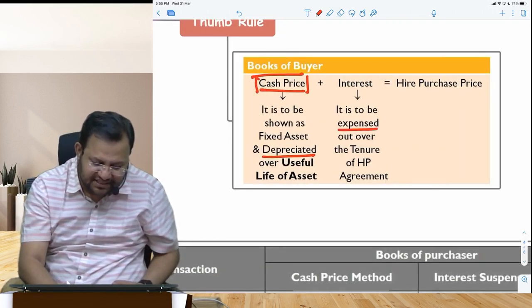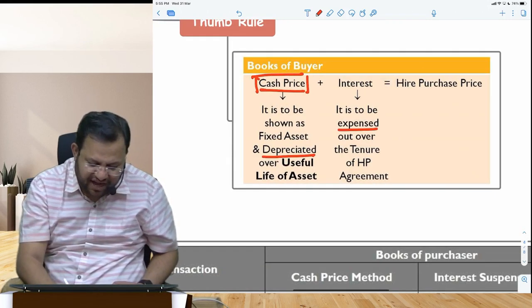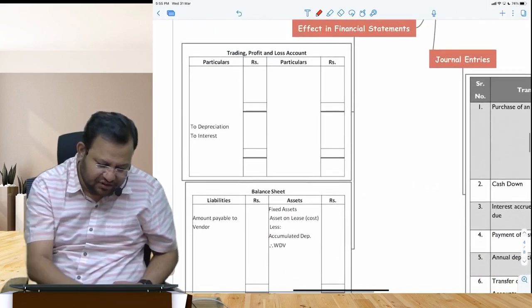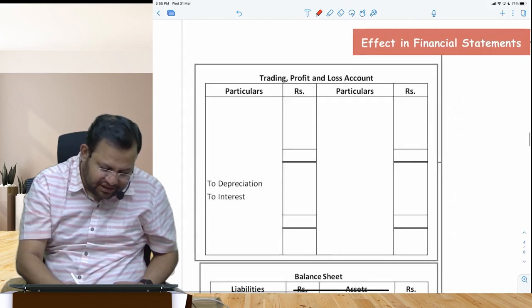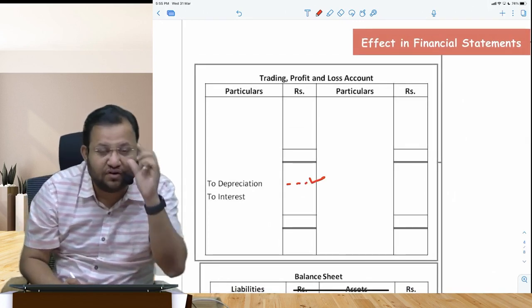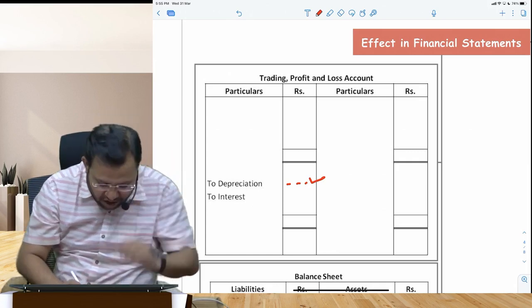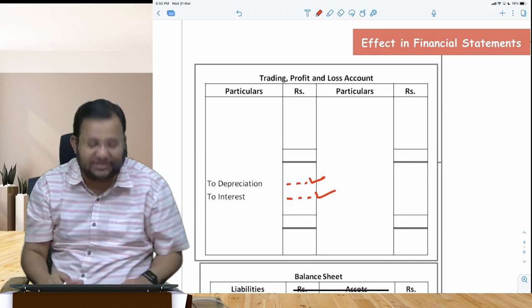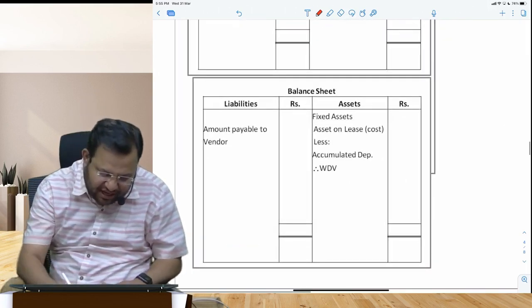Interest will be treated as an expenditure over the tenure of a hire purchase agreement. So if you look at the P&L of the buyer, depreciation will appear in it. Even though he is not the legal owner, we are following substance over form, and interest will appear depending on how the loan repayment schedule is. The asset will show in his balance sheet.